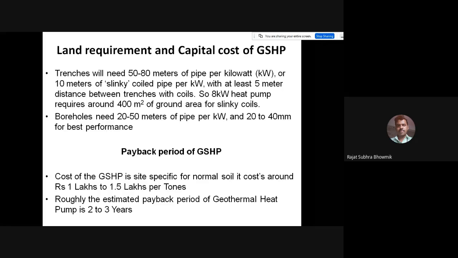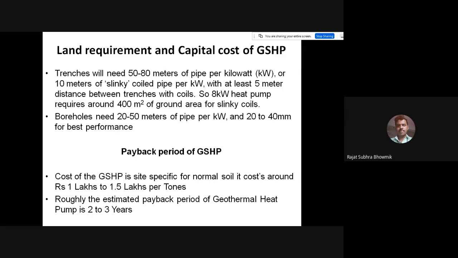So at least 5-meter distance between trenches with coils is required. For a normal household, an 8 kilowatt heat pump is required, and this needs 400 meters of ground area for slinky coils. And if we go for the borehole, it requires 20 to 50 meters of pipe per kilowatt, depending on the soil condition, and about 20 to 40 millimeter pipe is best for performance.